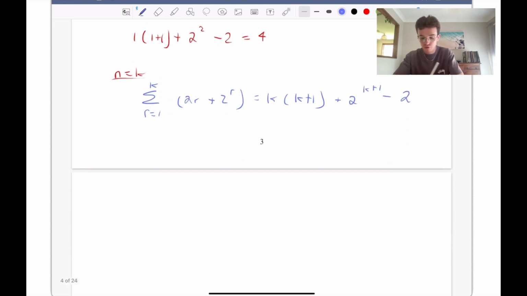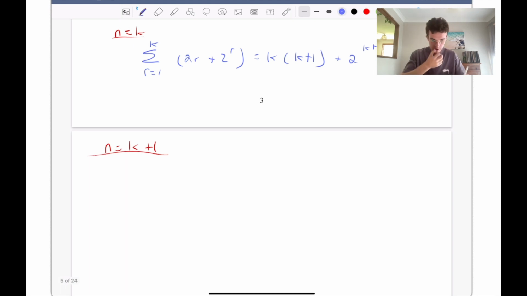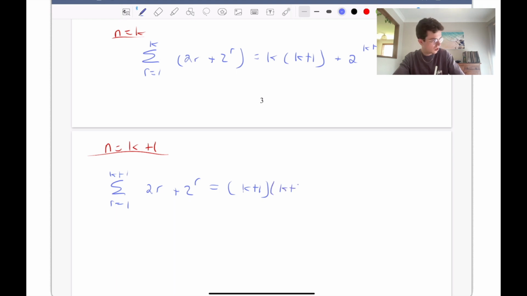And our next step is to prove true for n is equal to k plus 1. Okay, so what we're going to do is look at the left-hand side, and we are going to look at our result to be proven. So we're trying to prove that the sum from r equals 1 to k plus 1 of 2r plus 2 to the power of r is equal to k plus 1 times k plus 2, plus 2 to the k plus 2, minus 2.